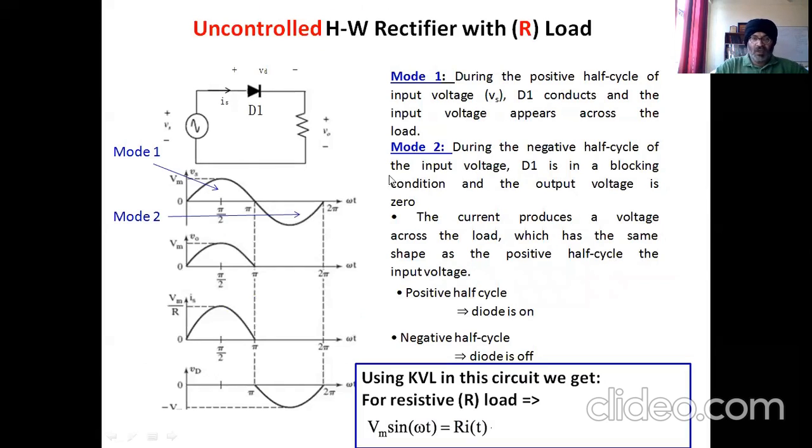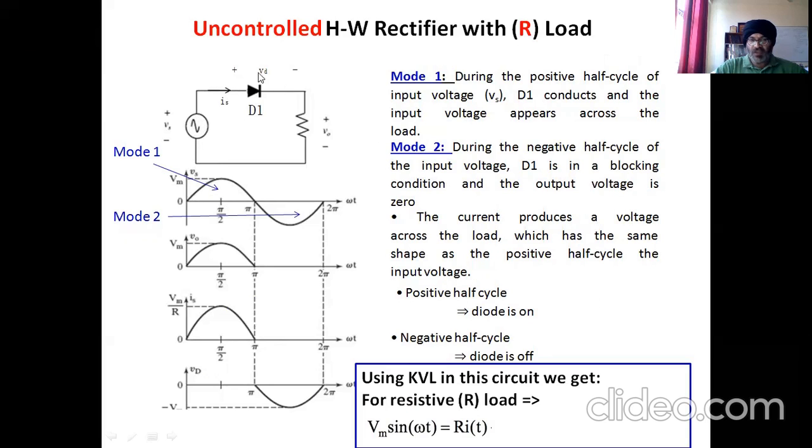To make it more clear, let's have this circuit, a half-wave rectifier using diode as a switch. So if we are using diode as a switch, we can say it is an uncontrolled half-wave rectifier. So only one diode, so it means half-wave rectifier, rectification will be possible at the output. So in mode 1, we have a positive half cycle of this input supply.